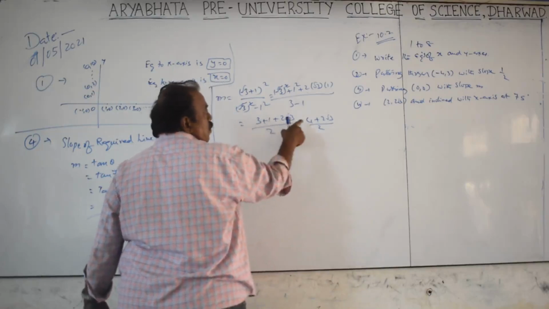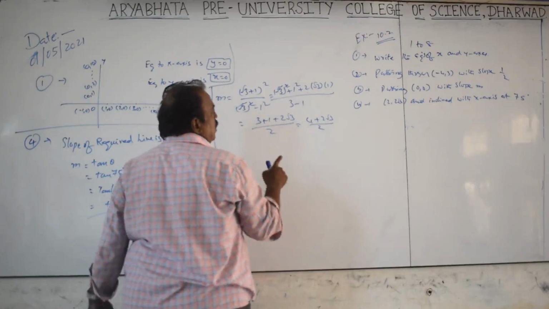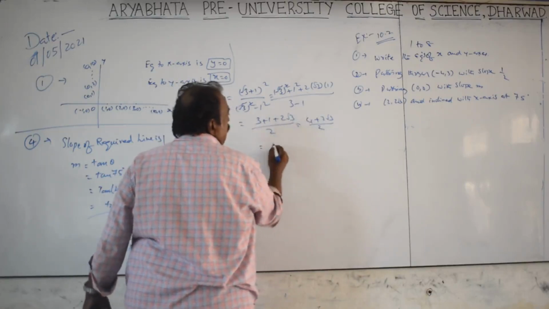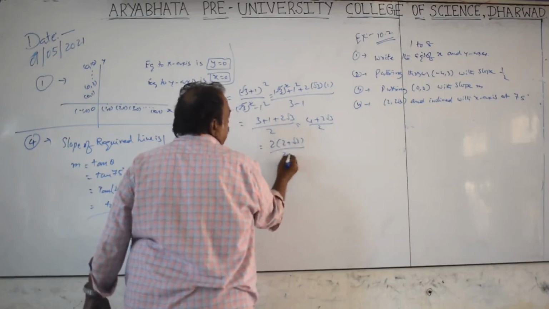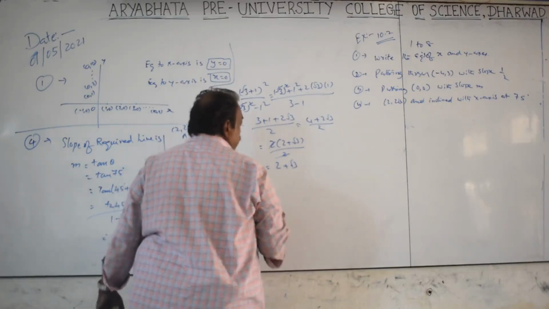3 plus 1 is 4 only, not 3 plus 1 plus 2; that is wrong. 3 plus 1 is 4, and 2 root 3 is separate. Again you take 2 as common: 2 times (2 plus root 3) by 2. 2 cancels, and we get 2 plus root 3. This is the slope m.